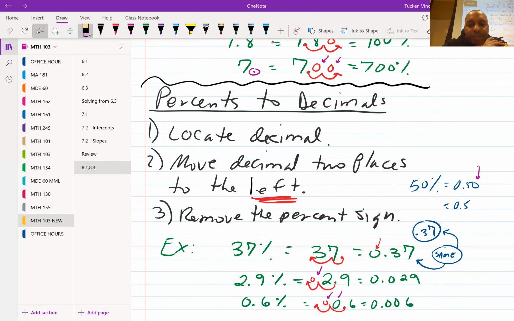So we have 37%. Move the decimal 2 places to the left, that would be 0.37. Over here, I'm just emphasizing that .37 and 0.37 are the same thing. So you can use either and it'll be fine.